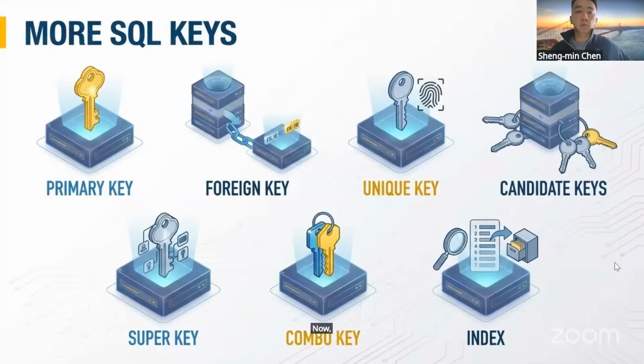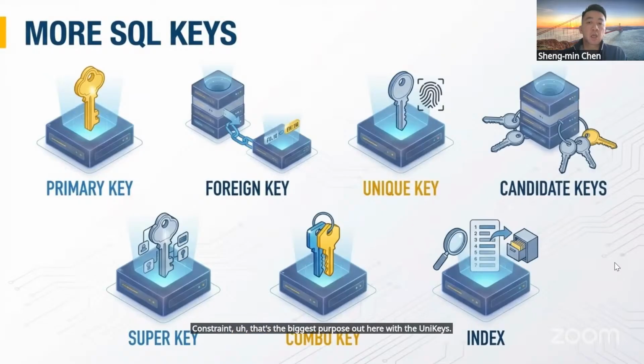Now, we come back to refreshing and diving into keys. I believe I have gone over some of these, if not all of them. Let's go over some. Primary keys and foreign keys we went over before. Unique key is similar to just making sure one of your columns is always unique. That's the biggest purpose with unique keys. There's nothing more to that.